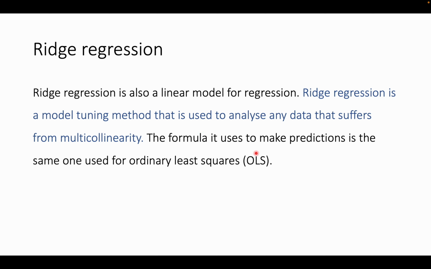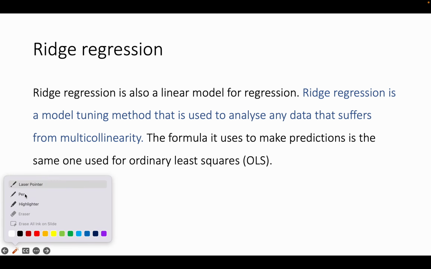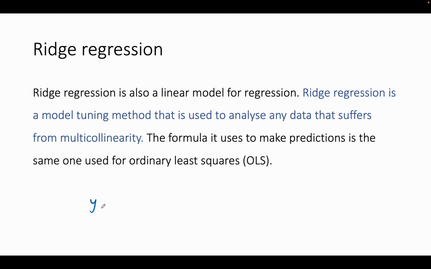The formula it uses to make the predictions is the same one used for ordinary least squares, also called the regular linear regression. So I'll just write down the formula. y equals w0 x0 plus w1 x1 plus w2 x2 and so on up till wn xn, where n is the number of input features, and then finally the intercept, the y-intercept. This is the same formula which we use for regular linear regression, and the same formula will be used for ridge regression as well.